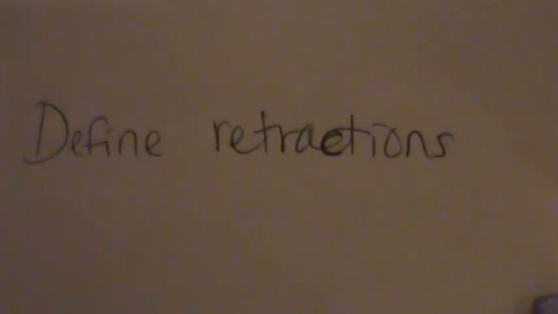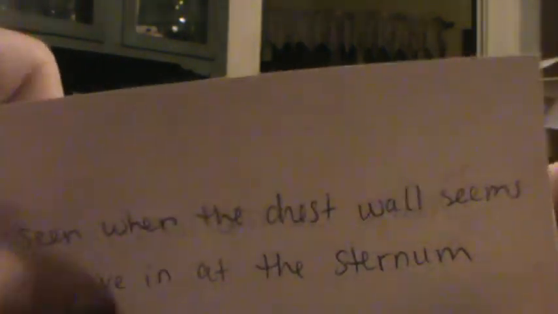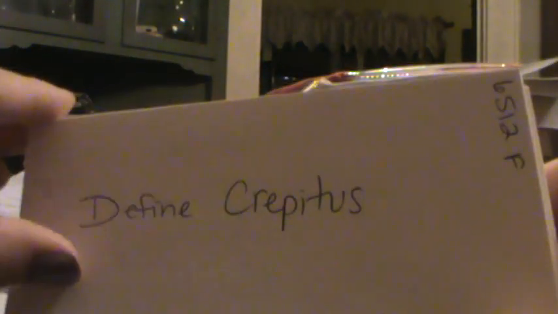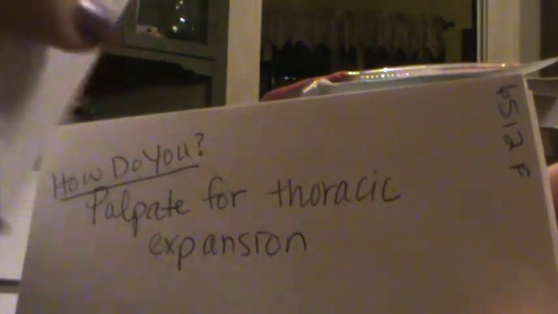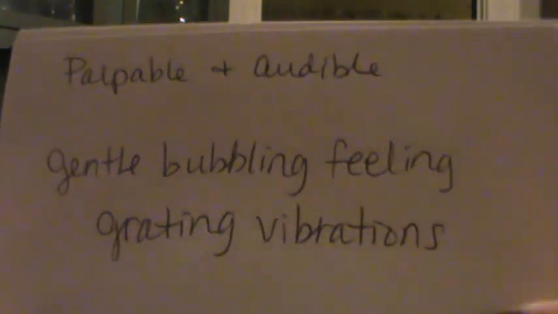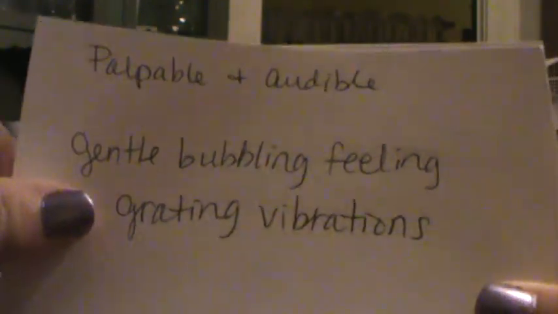Define retractions. Retractions are seen when the chest wall seems to cave in at the sternum. Define crepitus. Crepitus is both palpable and audible in some cases. It is a gentle bubbling feeling or a grating vibrational feeling.